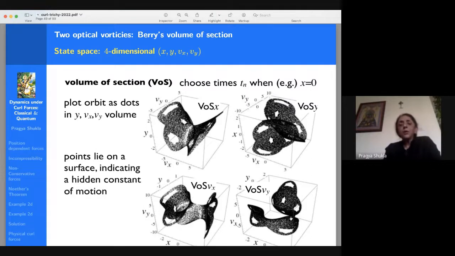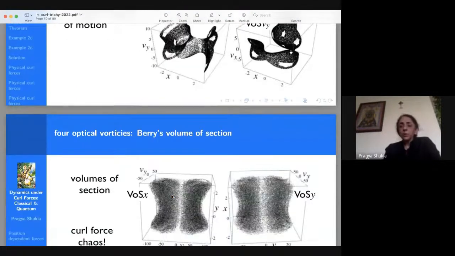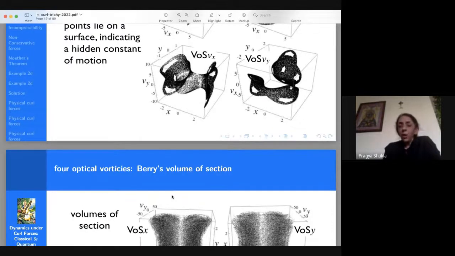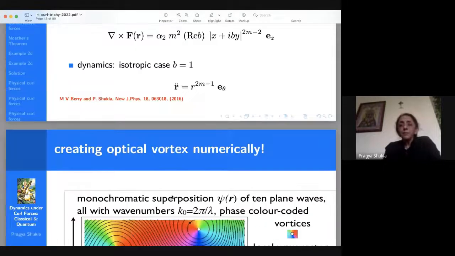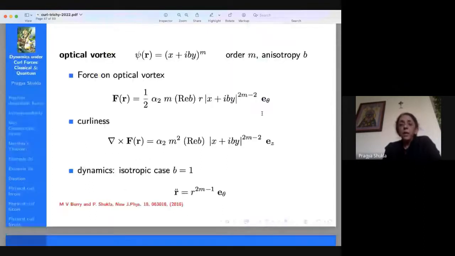Now let us consider 4 optical vortices, not only one. Let me remind you, initially it was only one optical vortex, which means you had kept a particle in this electric field. Now you are considering an electric field which is a combination of 4 electric fields. Each electric field contains an optical vortex. So what happens in that case?